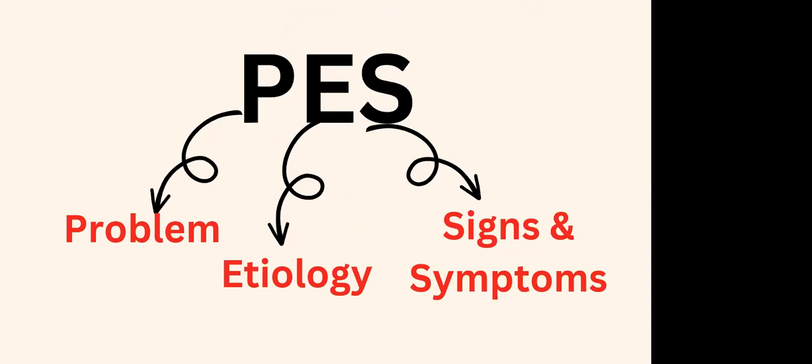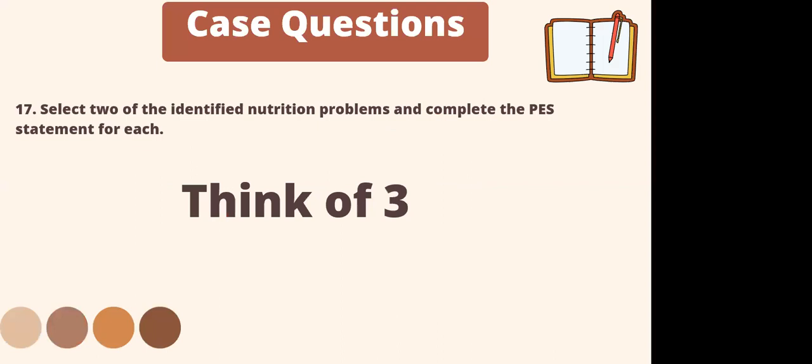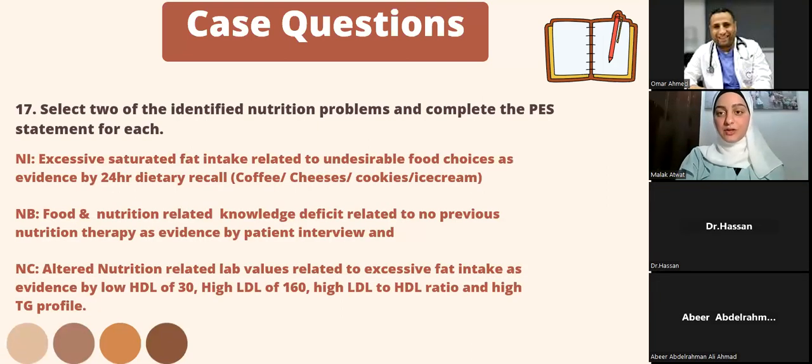The PES statement is what helps you to always remember your goal and then to go back to it. So PES stands for: P is an abbreviation for the problem, E is for the etiology, and S is for the signs and symptoms. So here, we need to look at the problems that we have, then write a PES statement, and then start to follow up with our patient.